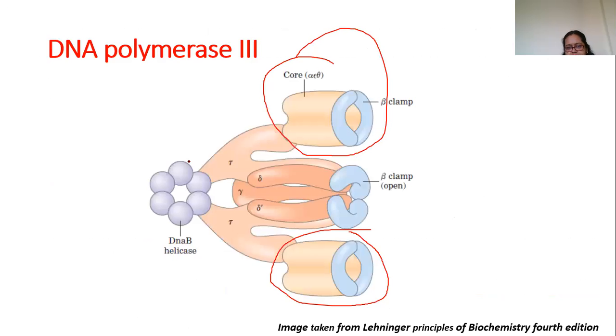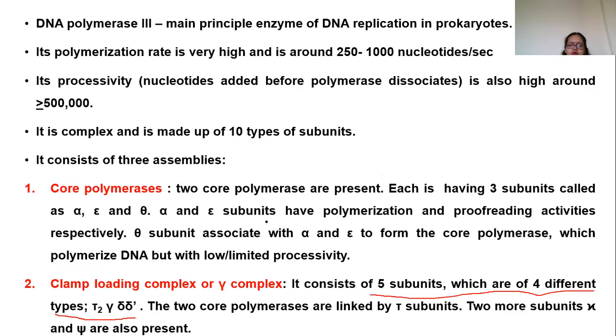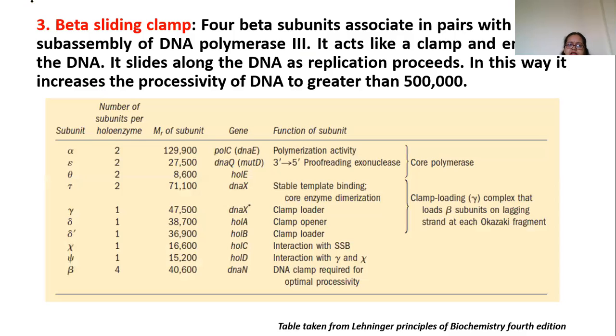So where is this clamp loading complex? Clamp loading complex is this one. So it will load a clamp, and where is that clamp? This is the clamp. So this clamp is loaded with the help of this clamp loading complex. Now, beta sliding clamp.